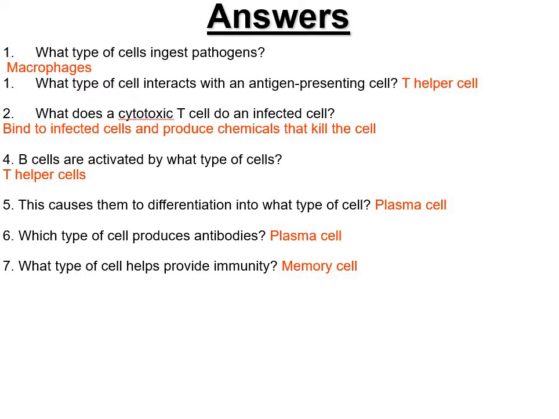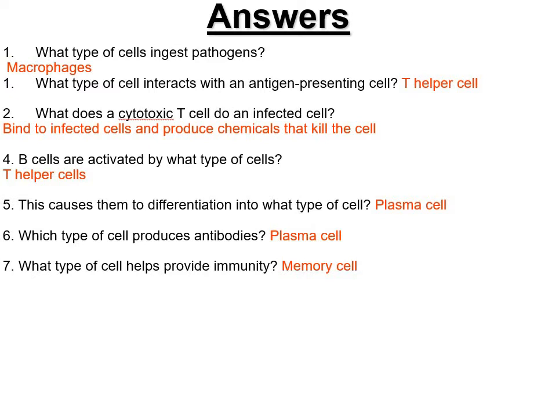Okay, so what type of cells ingest pathogens? Macrophages, and I'd allow neutrophils as well. What type of cell interacts with antigen-presenting cells? The T helper cell, and we'll look at those more in a minute. What does a cytotoxic T cell do to an infected cell? Those are the killer T cells we were talking about earlier. They bind to them and produce chemicals, so that's perforin.